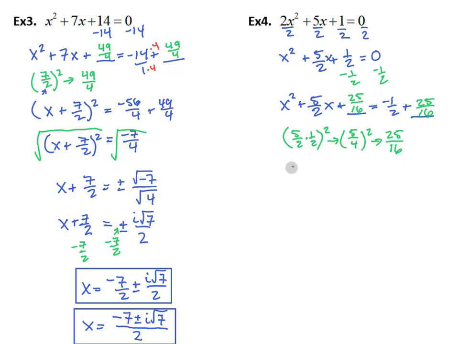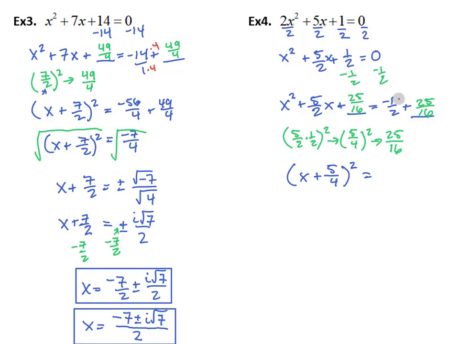25/16 is what I need to add to both sides to complete my square. But we know our hack from earlier. We know what this perfect square is going to be. It's going to be half of b before we squared it. It's going to be positive 5/4. So this is the thing times itself twice that would give me this value, which is pretty cool, the perfect square.